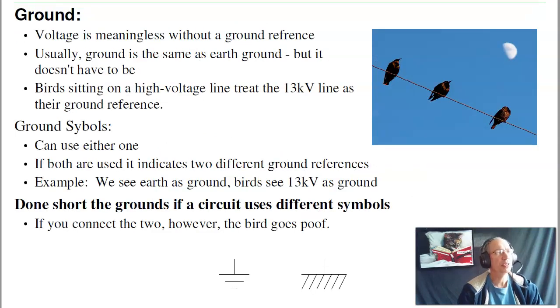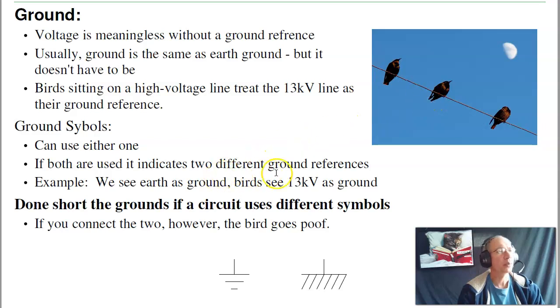And as I mentioned, ground is important. Voltage without a ground reference is meaningless. For example, we think that the Earth is ground. The birds sitting on a high voltage line think 13,000 volts is ground. They're both perfectly valid ground references. If you short the two together, however, the birds go poof.